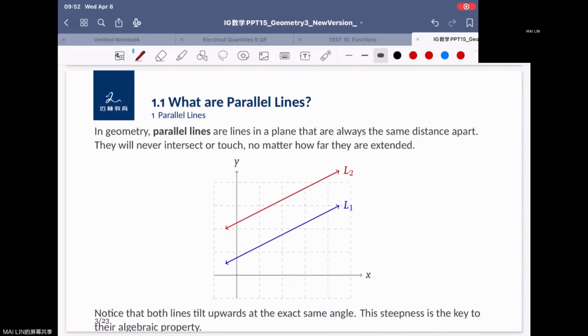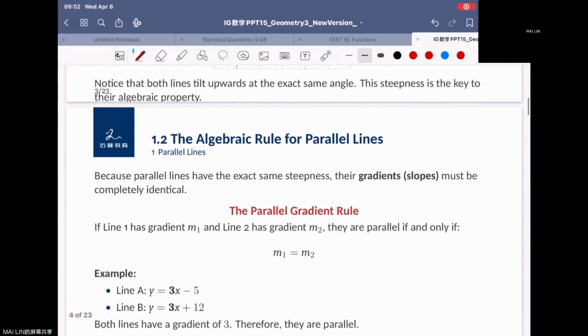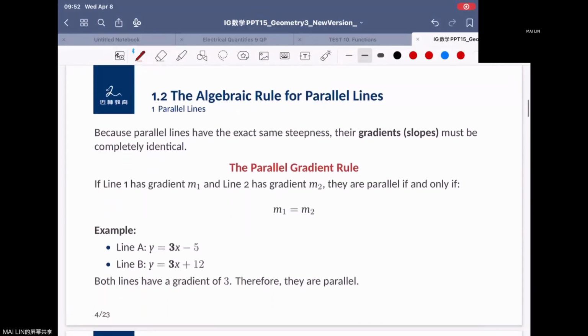Here, you can find they are always the same distance apart, and they will never intersect each other. Because they have the same slope, we can also write it as gradient L1 equals gradient L2. This is the basic understanding. A gradient we represent with the symbol M, so we can write M1 equals M2.